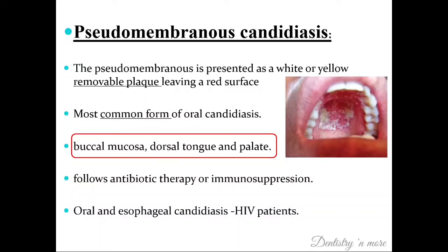The pseudomembranous candidiasis is found to be the commonest form of oral candidiasis, and the primary locations seen are the buccal mucosa, dorsal part of the tongue, as well as the palatal mucosa. And the etiology behind pseudomembranous candidiasis is the prolonged intake of antibiotic therapy as well as immunosuppressive drugs by the patients, and it is also seen in association with HIV patients.